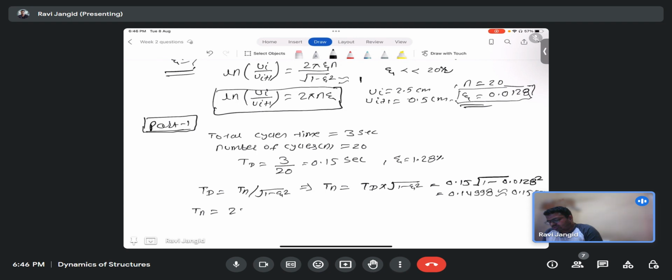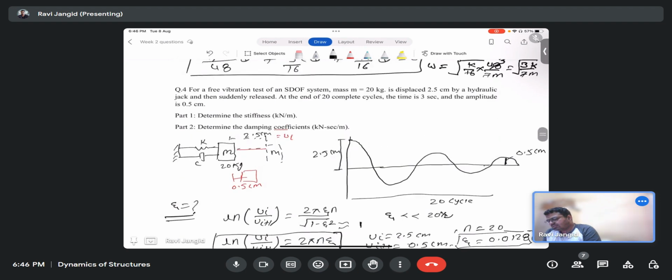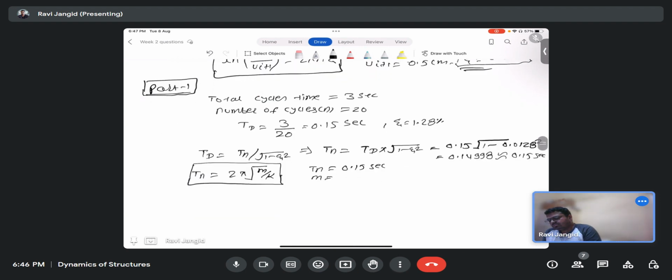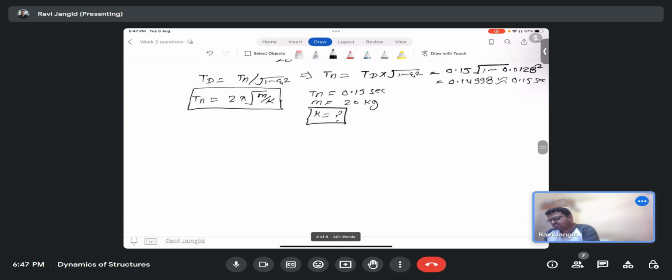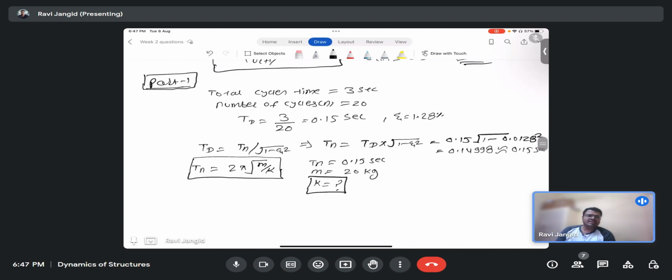Tn is 2 pi times square root of m by k, as all of you are aware for the natural time period of the system. Now you have Tn equal to 0.15 second. You have mass, which is given to you initially as 20 kg. So can you give a try to find out what my stiffness would be? Put the value of Tn, m, and k.